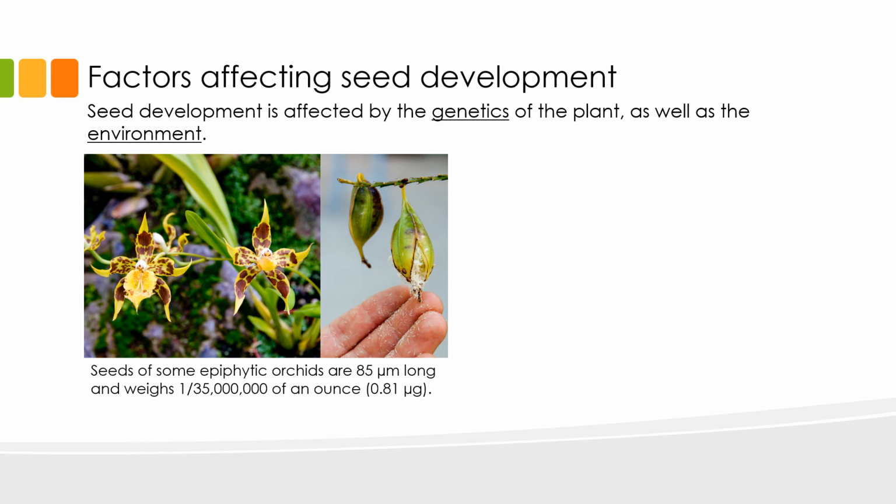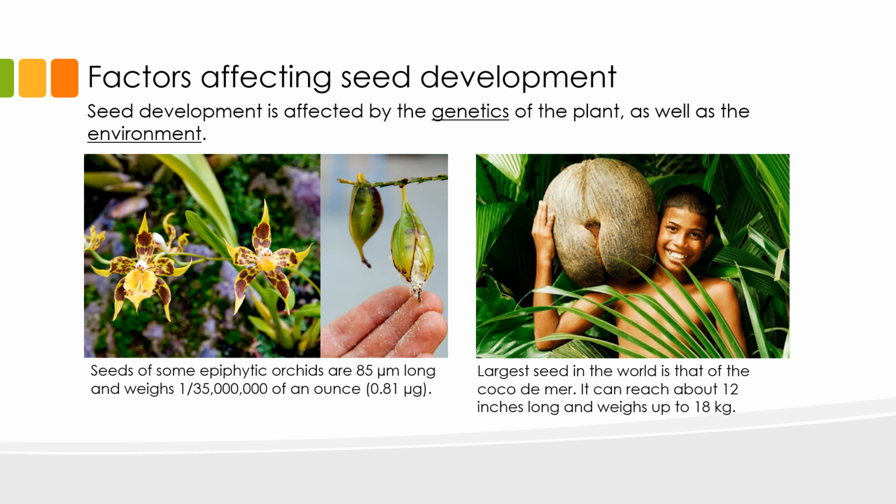Compare that with the seed of coco de mer, which is considered the largest in the world. Coco de mer is a rare species of palm that is native to the Seychelles archipelago in the Indian Ocean. Seeds of coco de mer can reach 12 inches long and weigh up to 18 kilograms. That is approximately the weight of a small child. The difference in the size of the seeds of the epiphytic orchid and coco de mer is due to the genetic makeup of each plant and is not due to the effects of the environment.